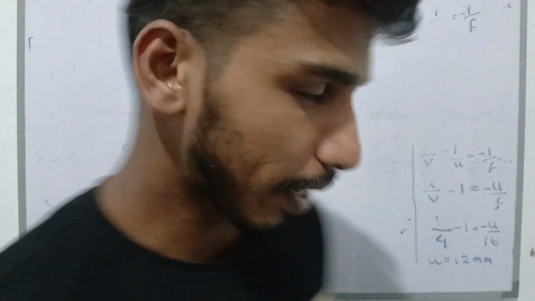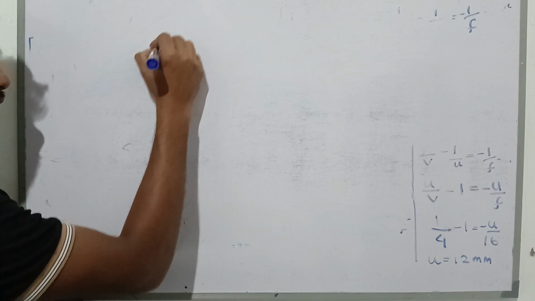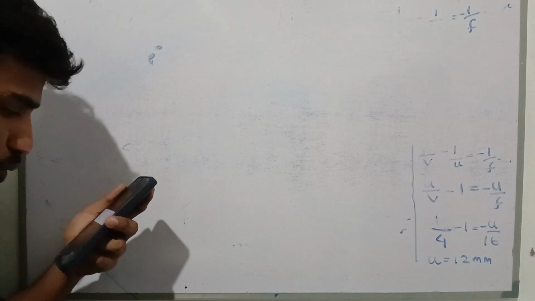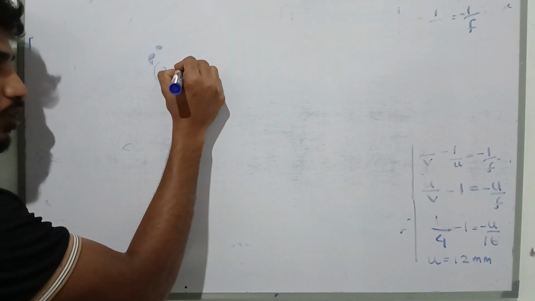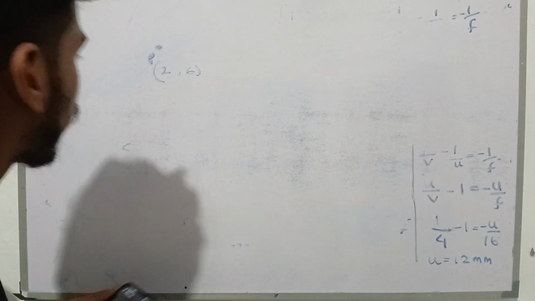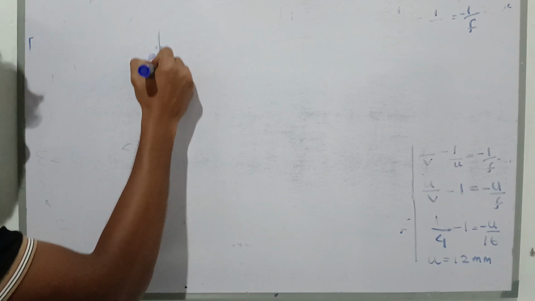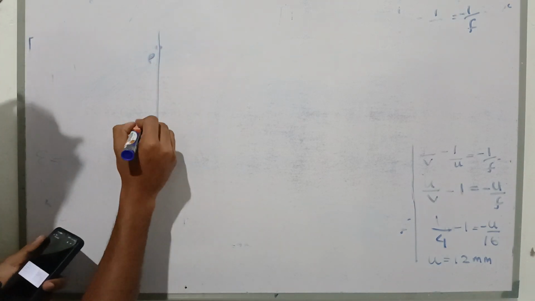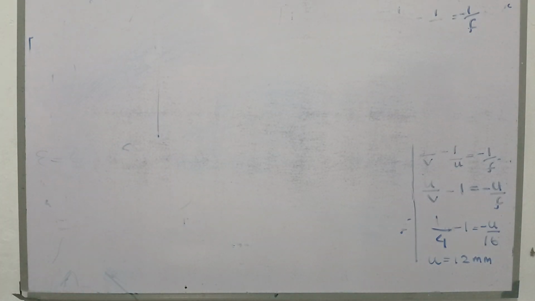From mechanics, they are saying a certain point P, its x coordinate is 2 and y coordinate is 6. So instead of writing the coordinates, I'll just draw that, okay? X coordinate is 2 here. Wait a minute.